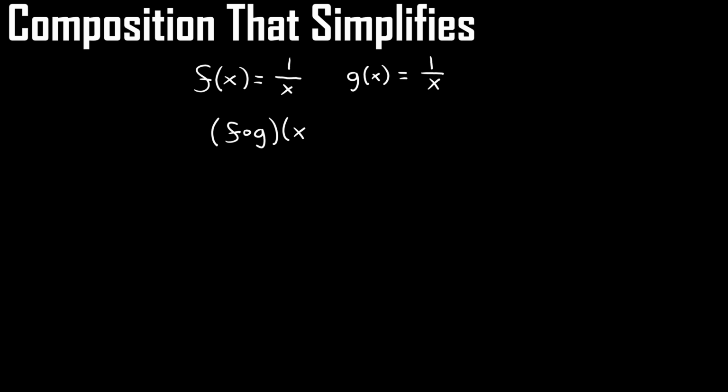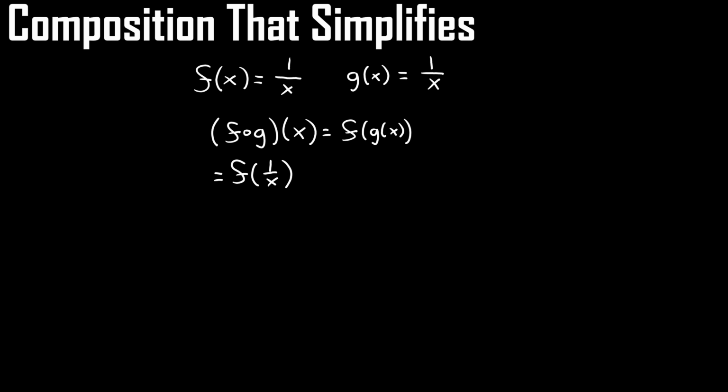Now let's do a composition example that simplifies. So let's say we're given f of x equals 1 over x and g of x equals 1 over x. And we want to find f of g of x. Now let's start by plugging in g of x. So we're going to get f of 1 over x.